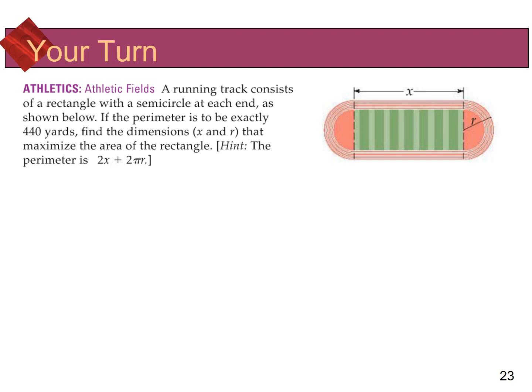So for your turn here, you were asked to find, you have a running track that has semicircular ends, which means half circles, and you want the perimeter to be exactly 440 yards. I want you to find the dimensions of X and R that would maximize the area of the rectangle itself. So we're only maximizing this part in here.